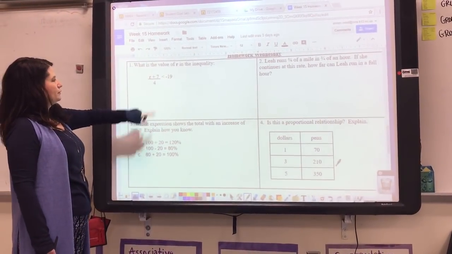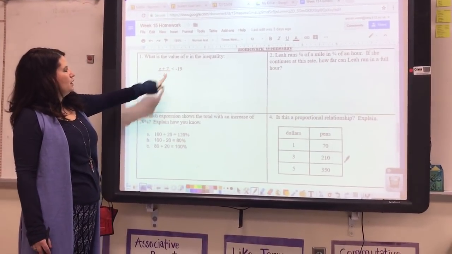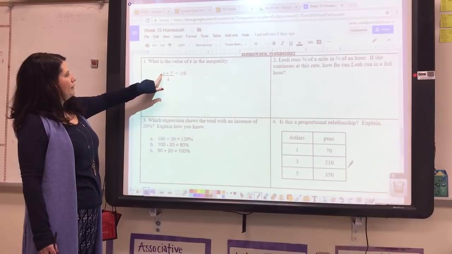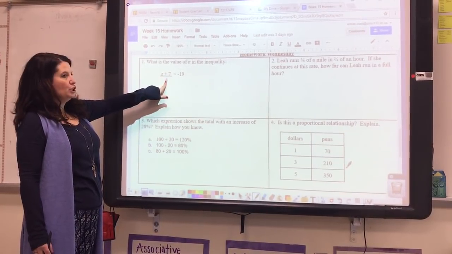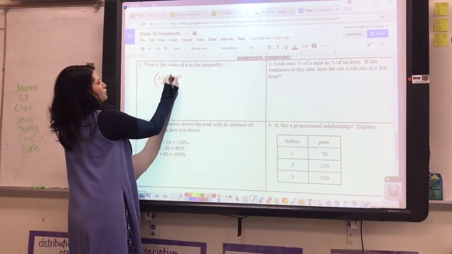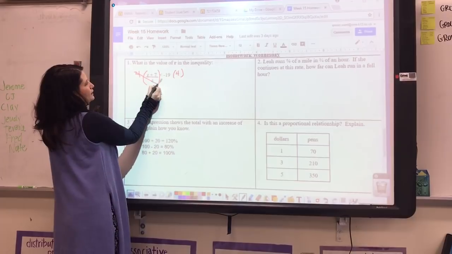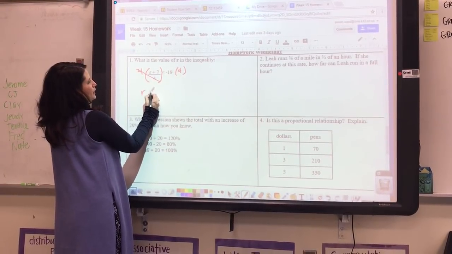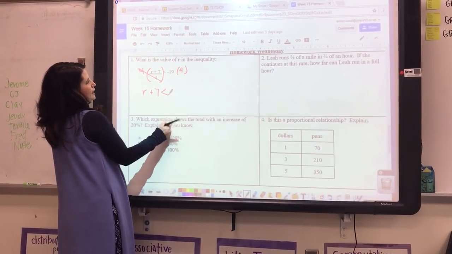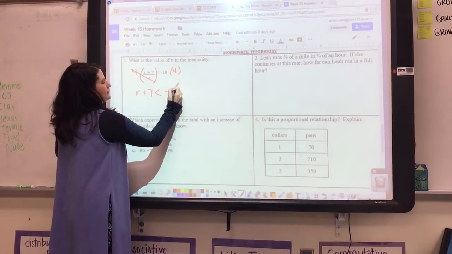Now, a lot of students have difficulty deciding when they have a fraction. You need to make sure with this one you have an expression over the 4. So the first thing that we need to get rid of is the 4. I'm going to multiply 4 on each side. The 4 will cancel out, leaving me with just r plus 7 is less than, and I will do negative 19 times 4, which would be a negative 76.